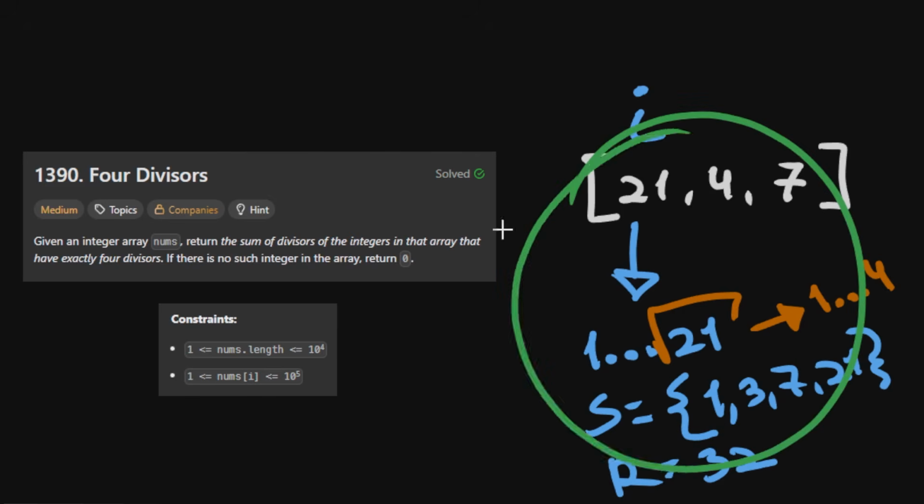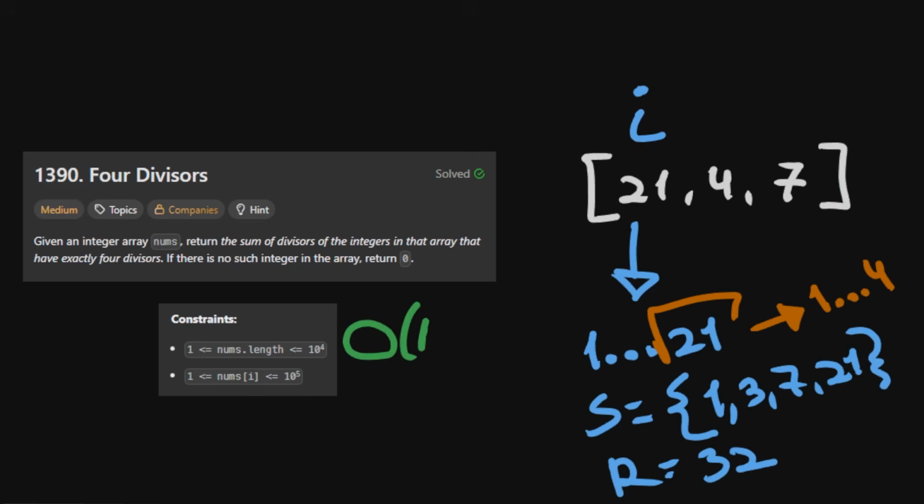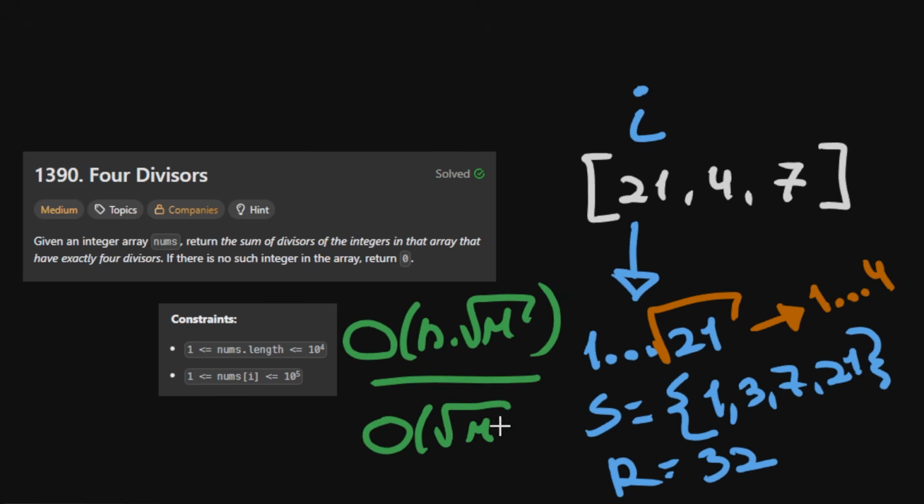And by doing this, now time complexity is big O of n times the square root of the maximum number in this array. We are iterating every element, and from each of these, we are iterating every possible divisor in the range from 1 to the square root of each number. So this is time complexity, and space complexity is big O of the square root of the maximum number in this array because of this set. So with this in mind, now let's go with the code.